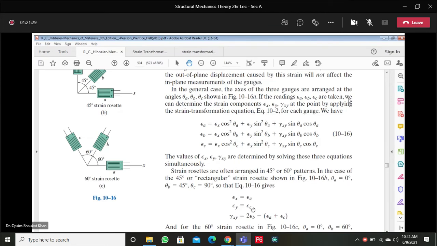Okay? No need to remember these equations. Just keep this equation in your mind, and then for any given strain rosette, you can get these results.